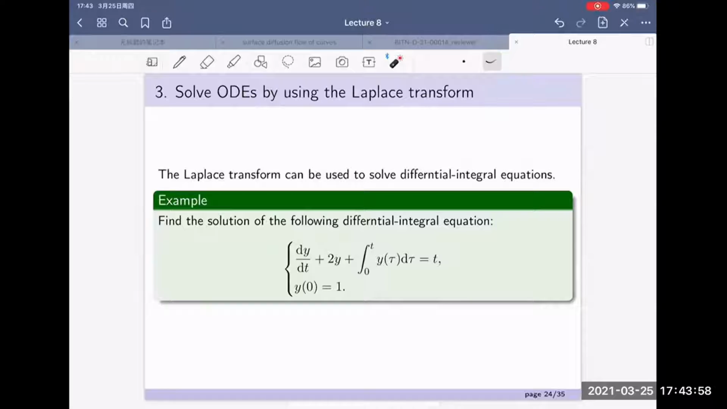Okay. So why do you need the coefficient to be constant? Because if you apply the Laplace transform, you want to extract this coefficient outside, right? So it must be constant. If it's a function, you cannot extract the function outside the Laplace transform. You can only extract a constant outside the Laplace transform.